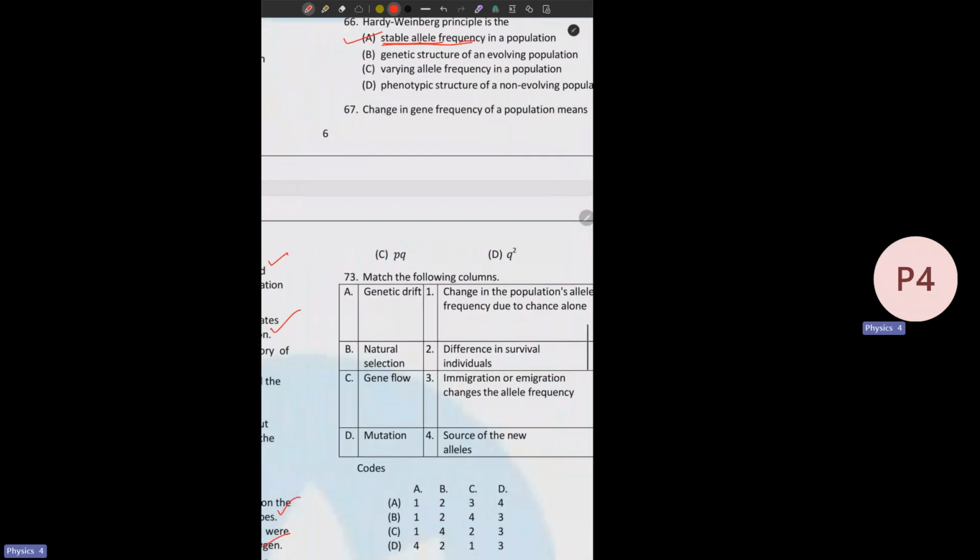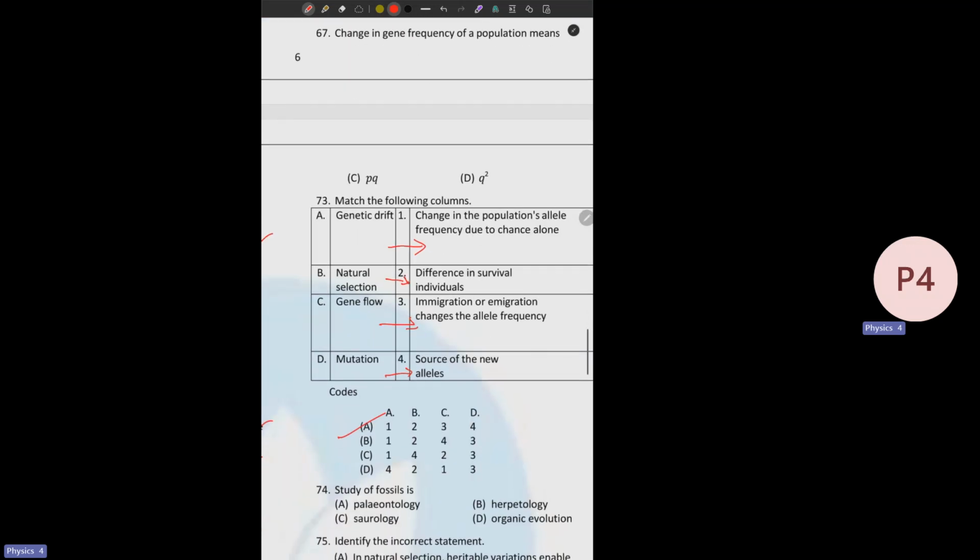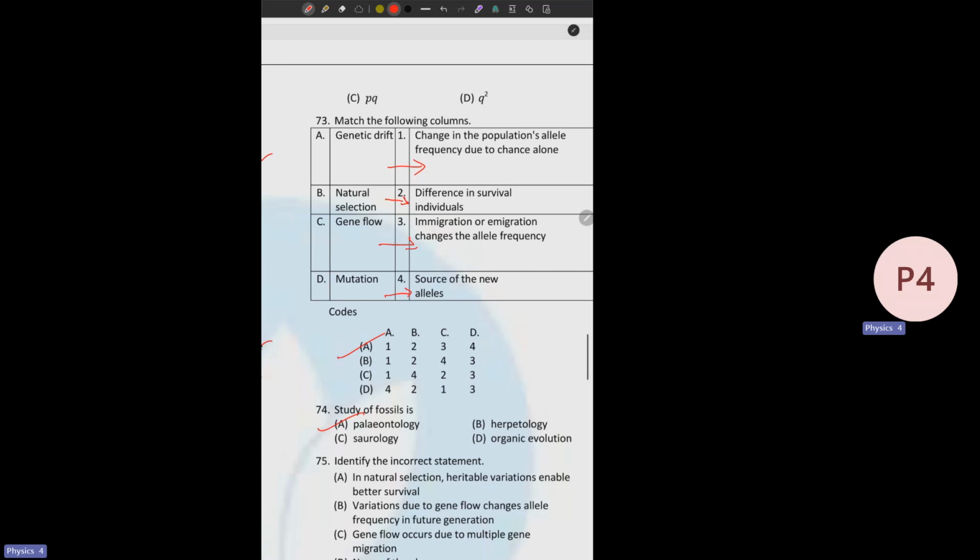Next, match the following. Genetic drift: see, change in the population's allele frequency due to chance alone. Natural selection: difference in survival of individuals. Gene flow: that is the immigration, coming or going of the genes into a population. Mutation: source of the new alleles. So, the correct option is... study of fossils is called paleontology.